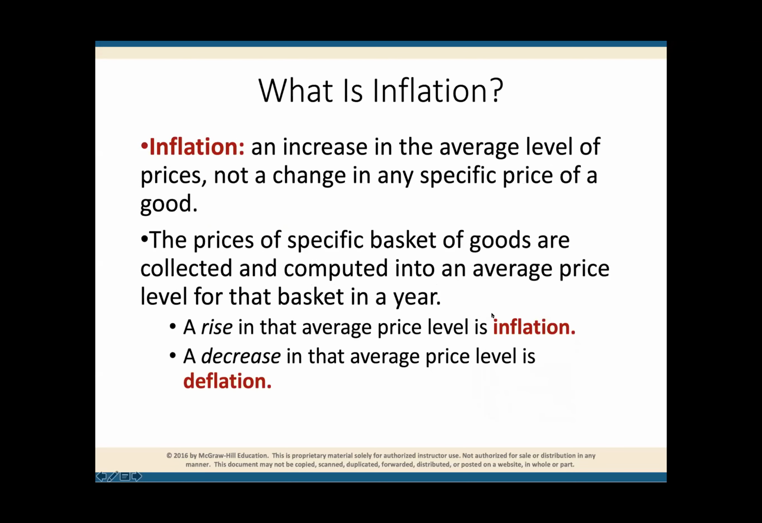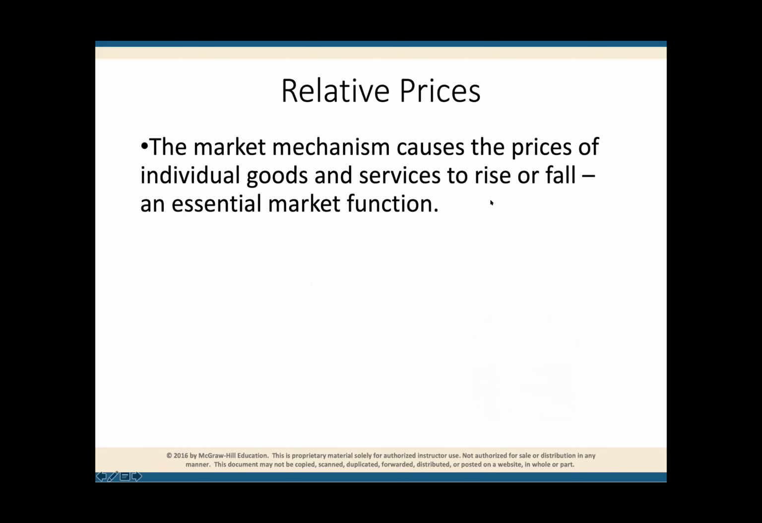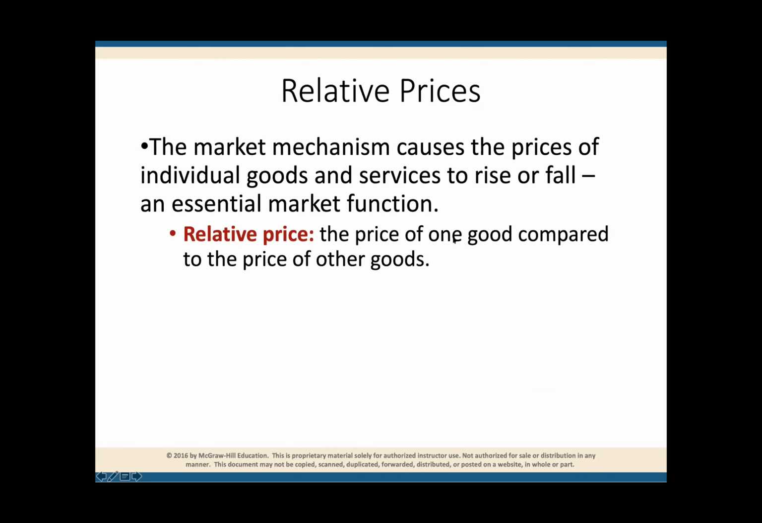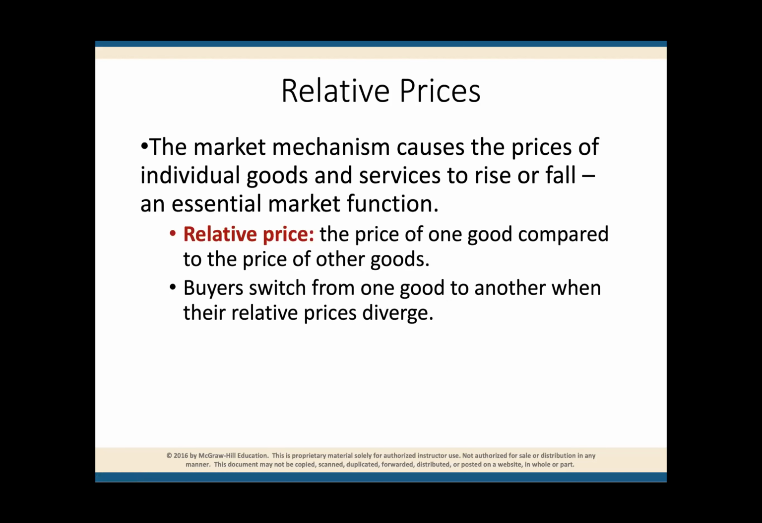Okay, so a rise in the average price level is inflation, a decrease in the average price level is deflation. Now, the market can make some goods go up in price and some goods come down in price, but that's a market function, simply changes in supply and changes in demand. And again, a relative price is the price of one good compared to the price of another good.